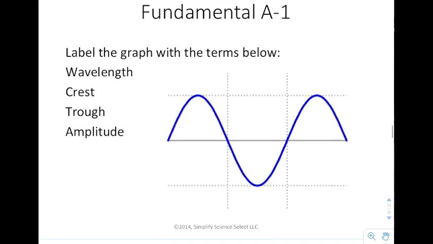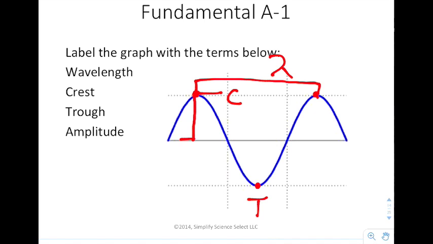So it says label the graph with the terms below. The first one is wavelength. So we're going to say, okay, wavelength is the distance between identical points on a graph. So I can say this right here is a wavelength because it's from crest to crest. Okay, then it says label the crests. So we're going to go ahead and take this first one and label that as the crest. It says label the trough, that's the lowest point. And it says measure the amplitude. And the amplitude is the distance from a crest to this equilibrium line.